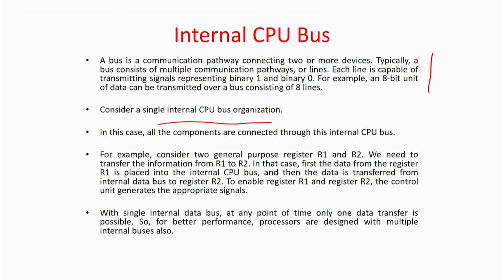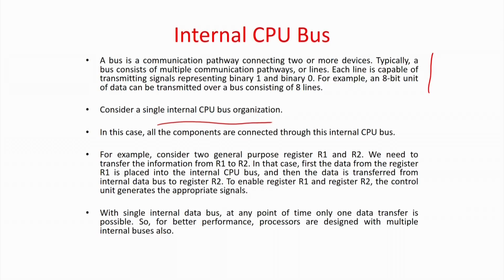Then, as I told you, it's a multiplexing arrangement, because you have to wait when the other two are transferring. For example, if general purpose registers R1 and R2 need to transfer data from R1 to R2, first the data from register R1 is placed on the internal CPU bus, and then the data is transferred from the internal CPU bus to register R2.